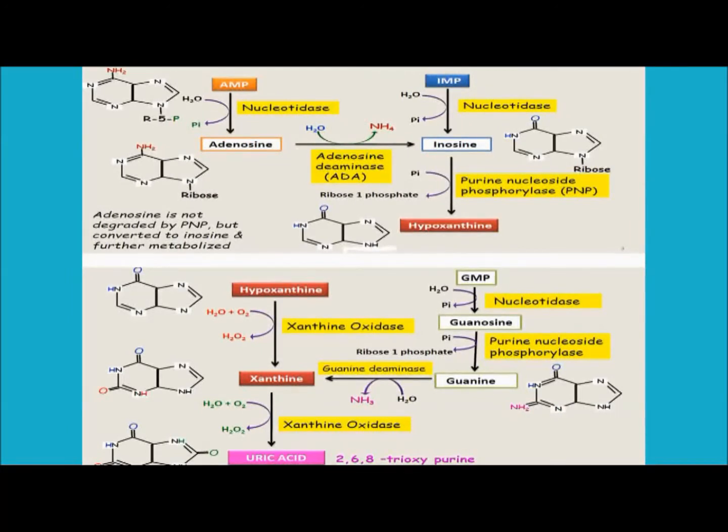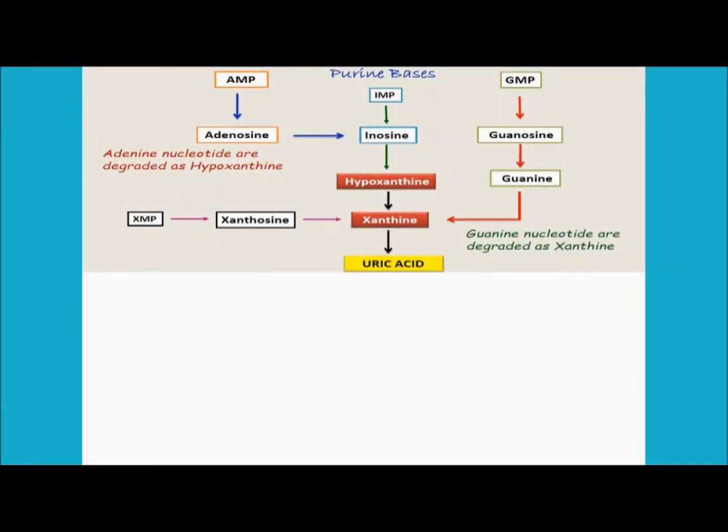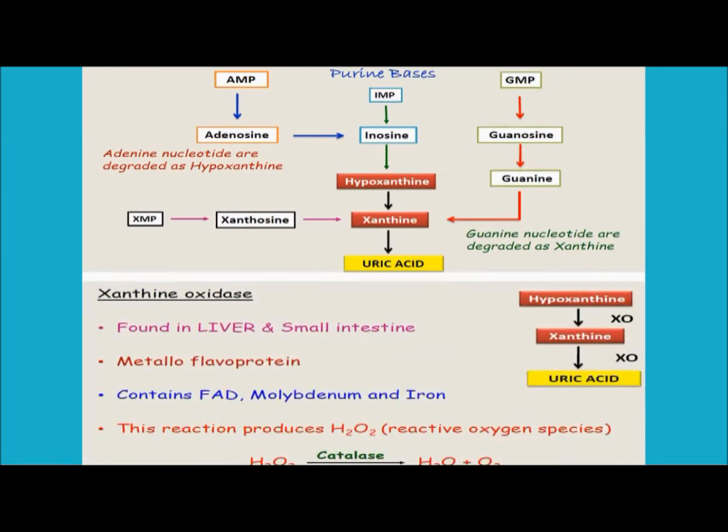You can see this particular flow chart. Here I have shown you in the diagrammatic way. Now again, if you see, the AMP gets converted into adenosine and then to inosine. Similarly the IMP gets converted into inosine, the same step only. And similarly you get the XMP converted into xanthosine, which further gets converted into xanthine. Now xanthine oxidase is actually an important enzyme in the catabolism of the nucleotides.